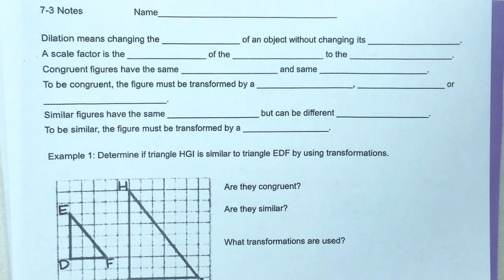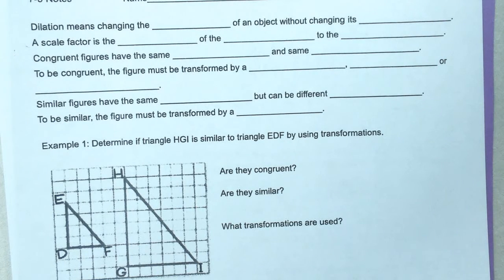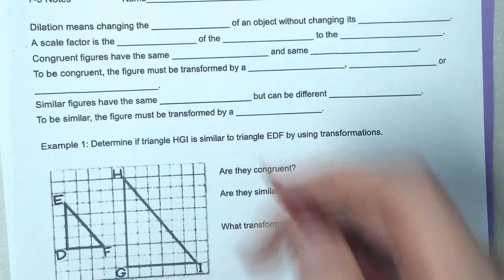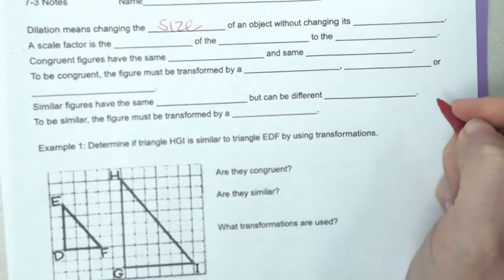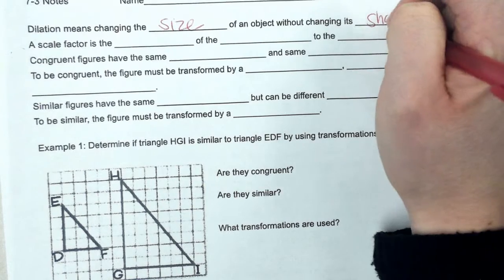We are going to see if you can correctly fill these words in as we're going through. So if you think you know the answer, you could just say it. Okay. Dilation means changing the size of an object without changing its shape. Very good.